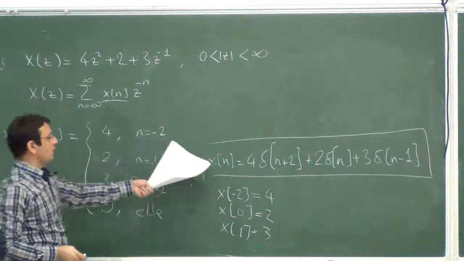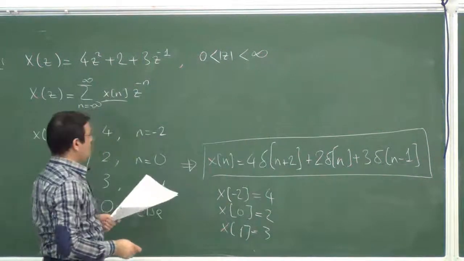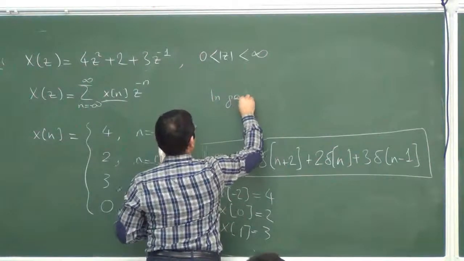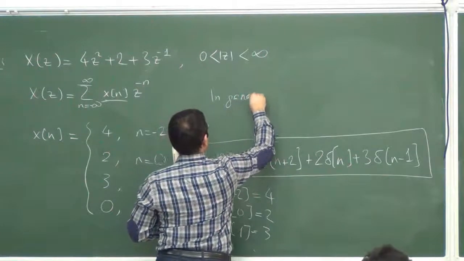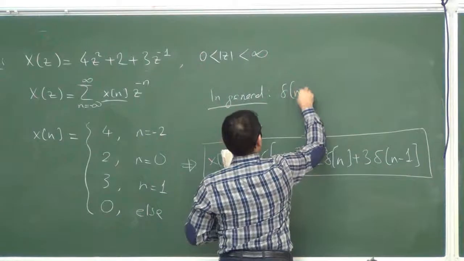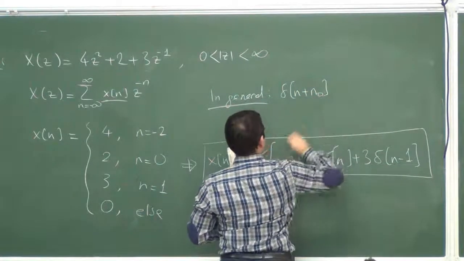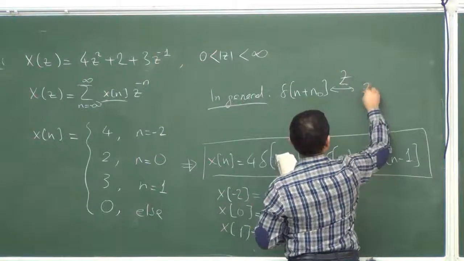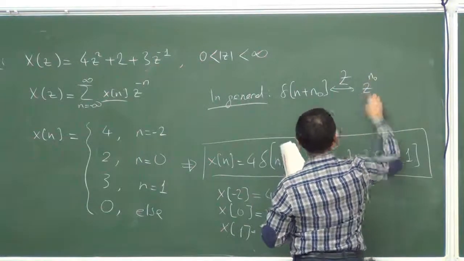4 delta n plus 2. What is the general expression? So in general, delta n plus n0 is your time sequence. If you take the z transform of this, it is z to the n0.